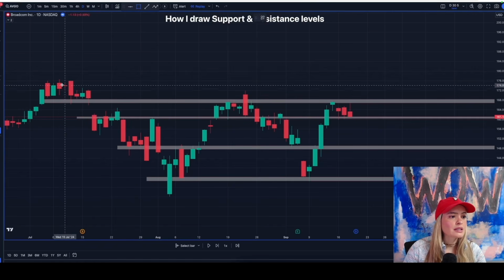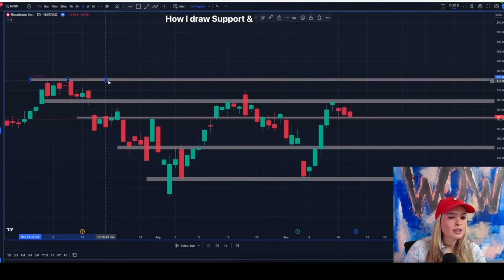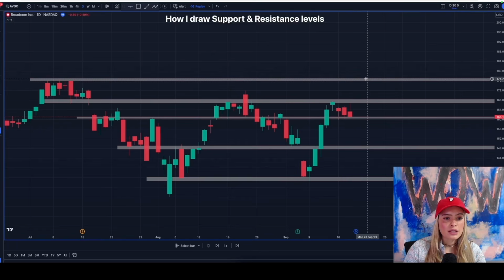Another one that I can see right here, the price is not there, but it's important to have it in our chart because it reacted a lot as a resistance in the past. Let's see how it's going to react in the future.